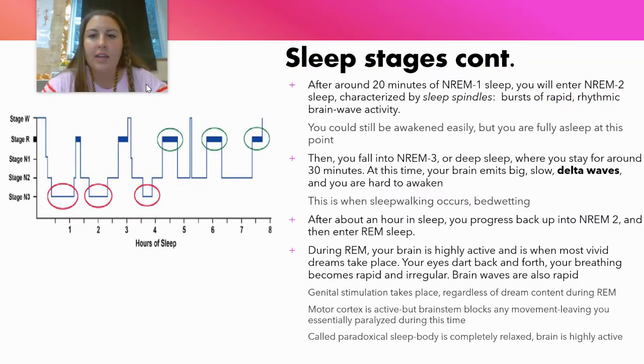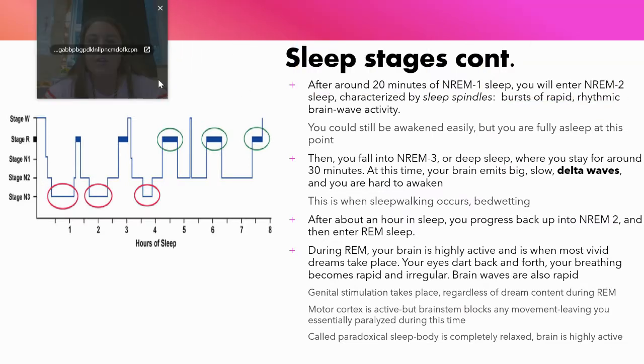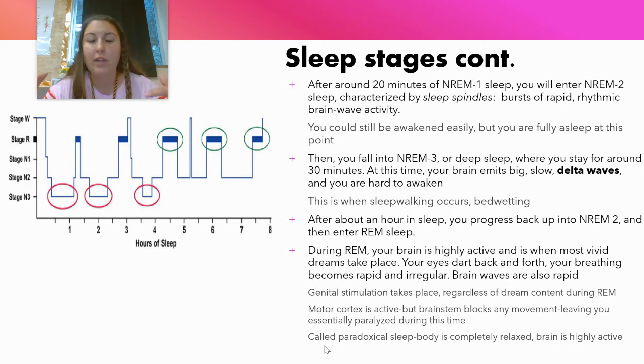Then, after you've been in stage 1 for about 20 minutes, you're going to progress into NREM stage 2, which is characterized by brain waves called sleep spindles, which are bursts of rapid activity and then slow, and then bursts and slow. At this point, you are fully asleep. It's not light sleep, but you could still be awakened easily.